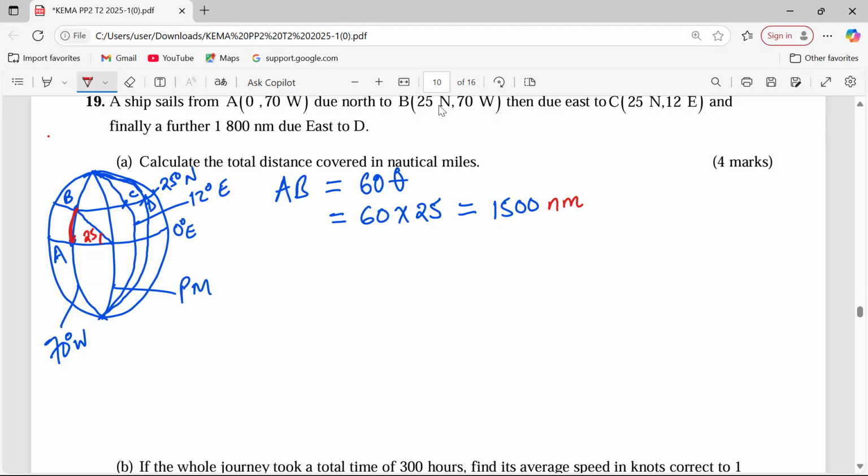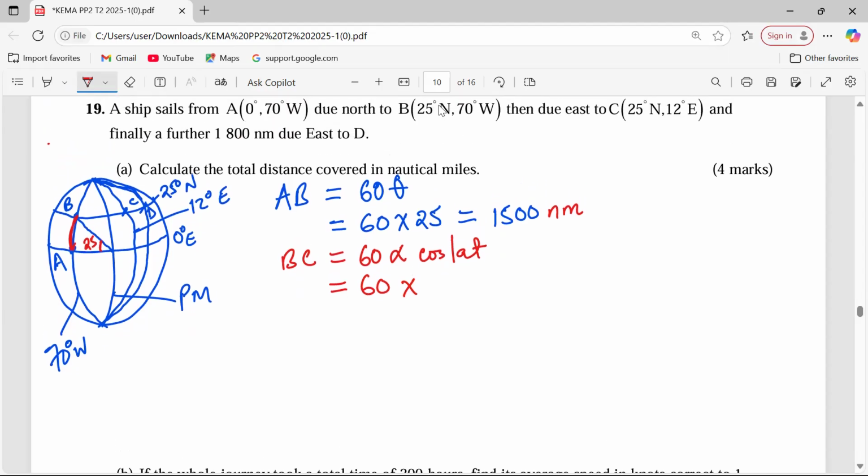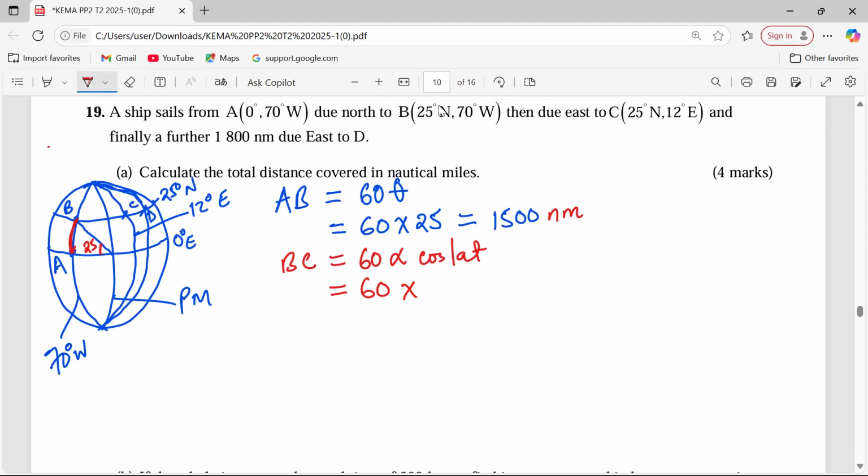nautical miles. Then from B to C, the distance is along a small circle of a latitude. So it will be given by 60 multiplied by alpha, the angle difference, cosine of the latitude where the two places are. Therefore, we shall talk about 60 multiplied by the angle difference now. From B, let me show you the arc and how it is. From B along a latitude all the way to C.